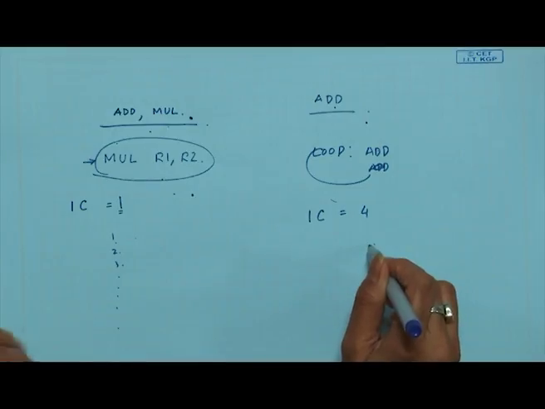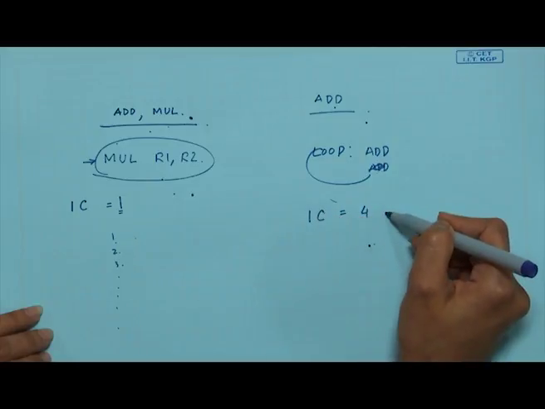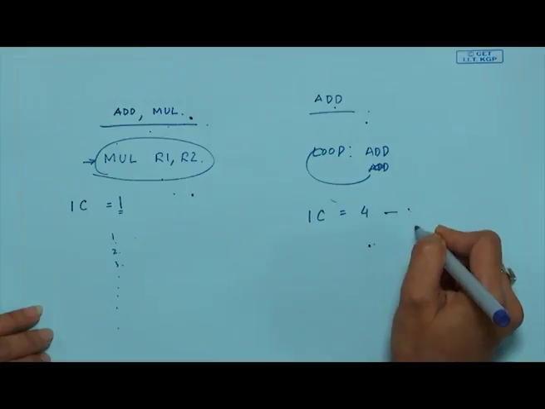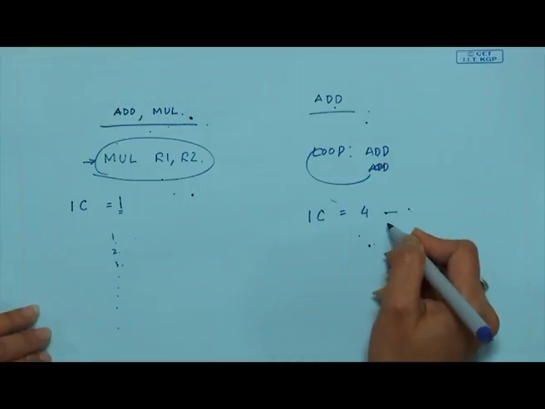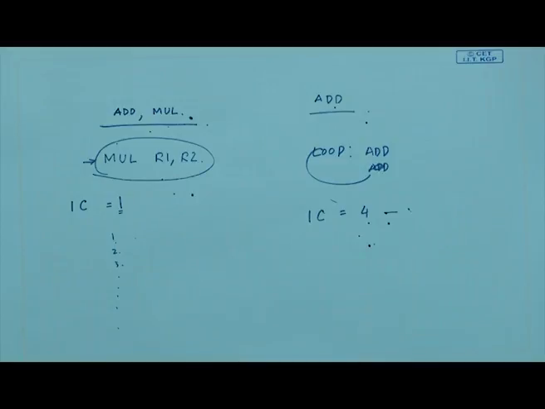In this case, maybe IC is more, but overall it will take a lesser number of cycles. So, CPI will be less here, but IC will be more. So, this is a trade-off, we can say. In one case we can have more IC where the CPI will be less. In some cases we have less IC, that is instruction count, but the CPI in turn will be more.